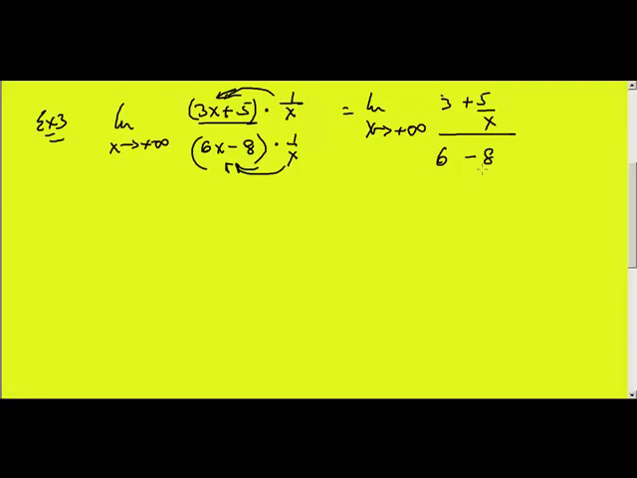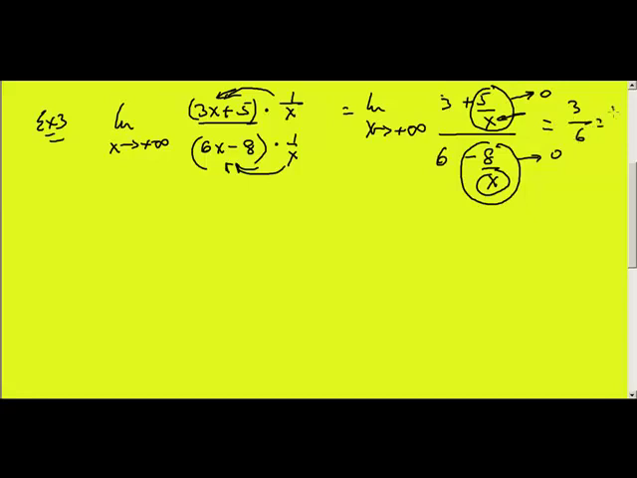Now when I take the limit, obviously this fraction right there goes to 0, because the bottom is getting big. So the top will go to 3, the bottom will go to 6, which reduces to 1 over 2.